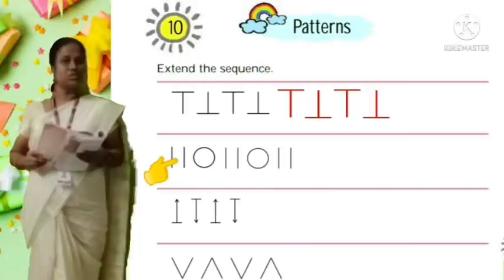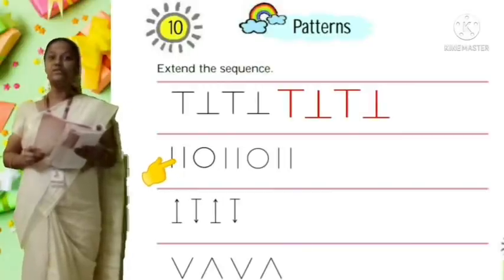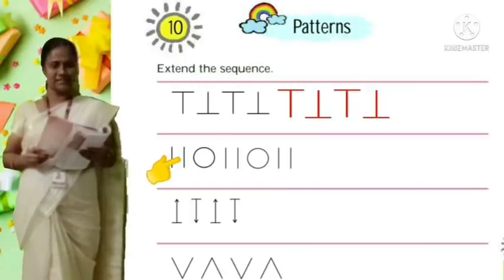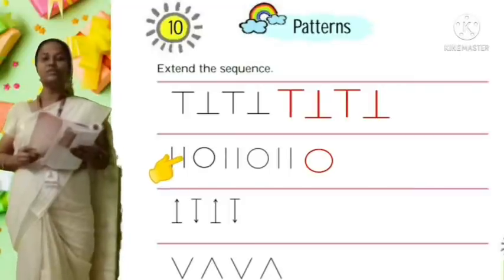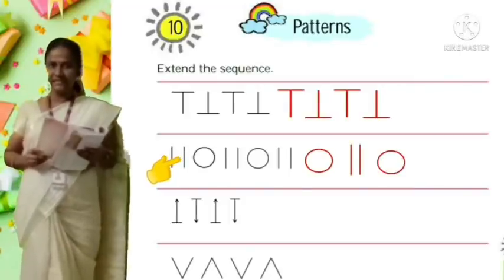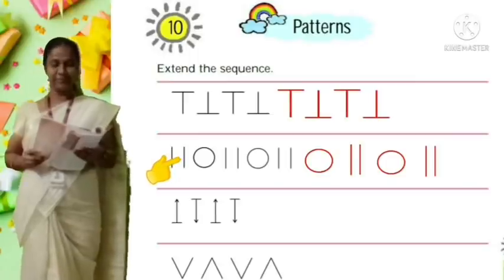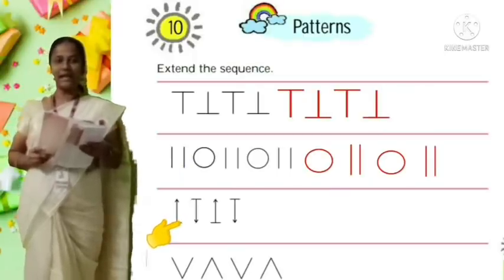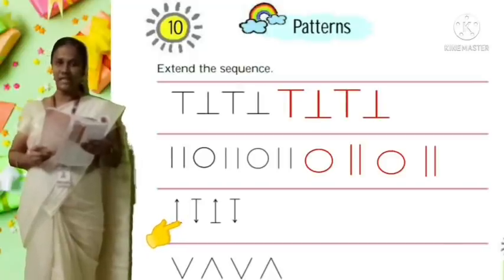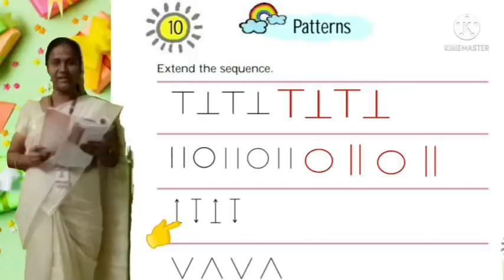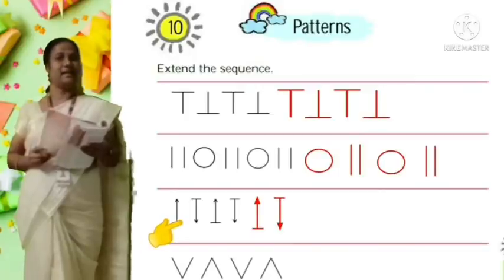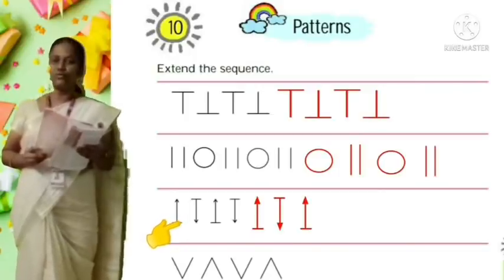Okay, the next one, 2 lines, circle, 2 lines, circle, 2 lines. What will be the next? Yes, circle, 2 lines, circle, and 2 lines. Very good. The next one, upward arrow, next downward arrow, again upward arrow, again downward arrow. What will be the next, children? Yes, upward arrow, again downward arrow, again upward arrow, again downward arrow.